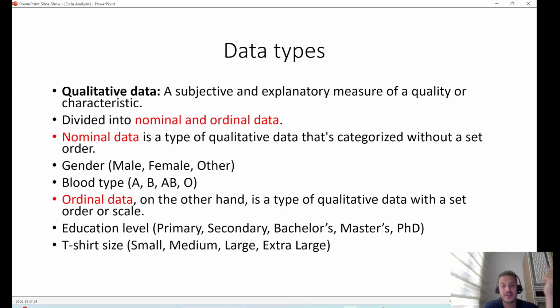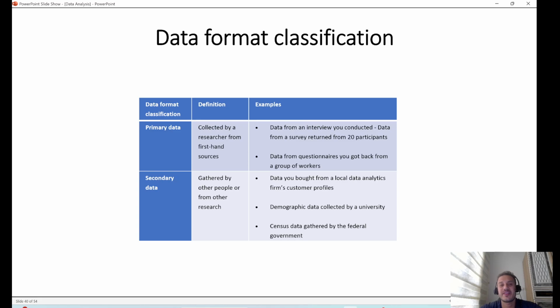And ordinal data is set in order, like education level: primary, secondary, baccalaureate, master, and then PhD. Or T-shirt sizes: small, medium, large, extra large. This is ordinal data. So you have to understand the data type.